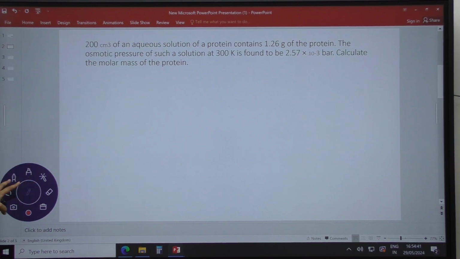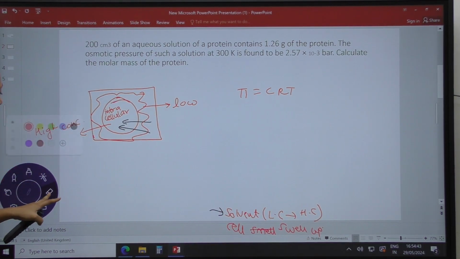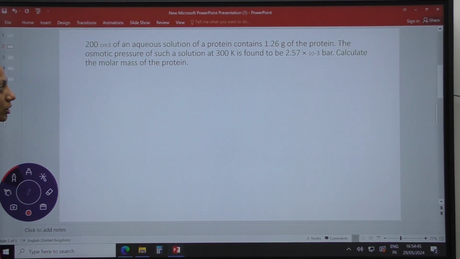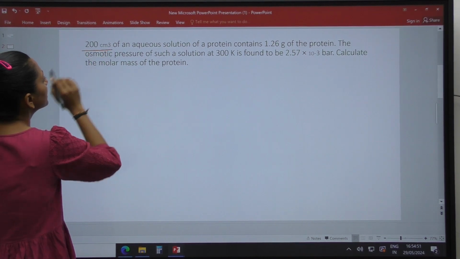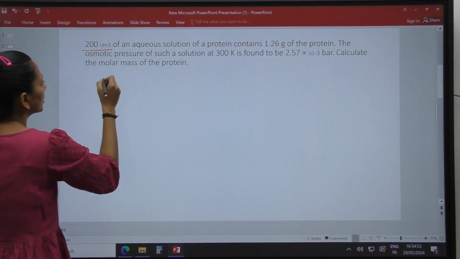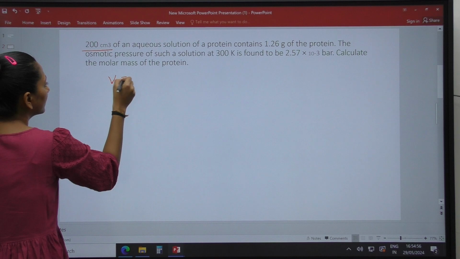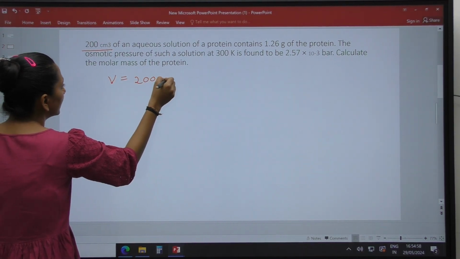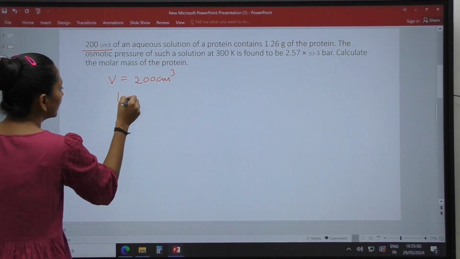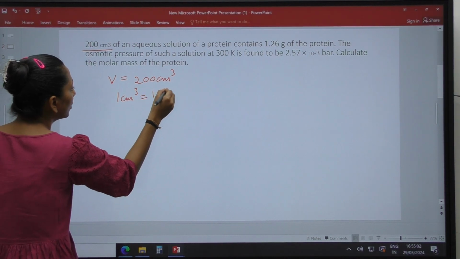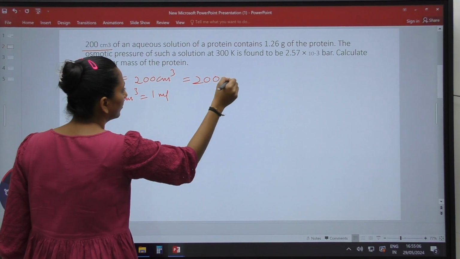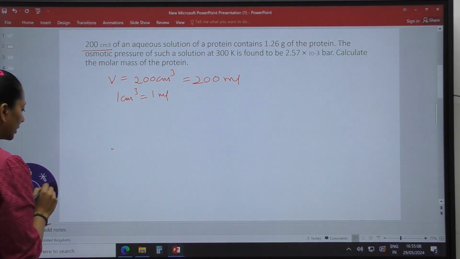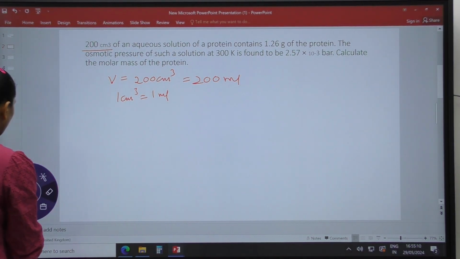We have this question which is related to the osmotic pressure. Let us try to solve it. What is given here in the question? It has been written: 200 centimeter cube of an aqueous solution. How much volume is there? They are giving the volume as 200 centimeter cube. We know that 1 centimeter cube holds 1 ml of the solution, so 200 centimeter cube is 200 ml of the solution. Is this much clear?